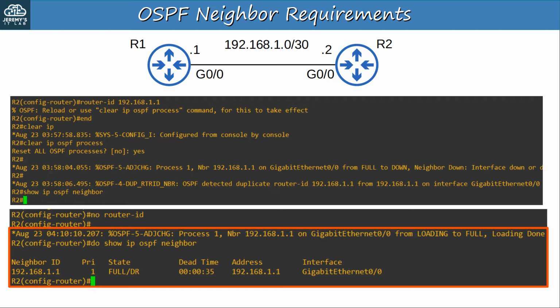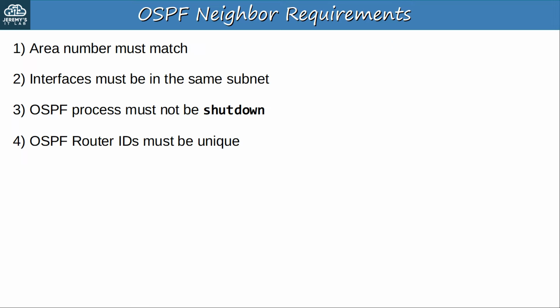Why didn't I have to use clear ip ospf process? I actually didn't expect this, but I realized that it's because R2 had no other OSPF neighbors at the time, so the router was free to change R2's router ID without worrying about it affecting other neighbors. So watch out for duplicate router IDs.